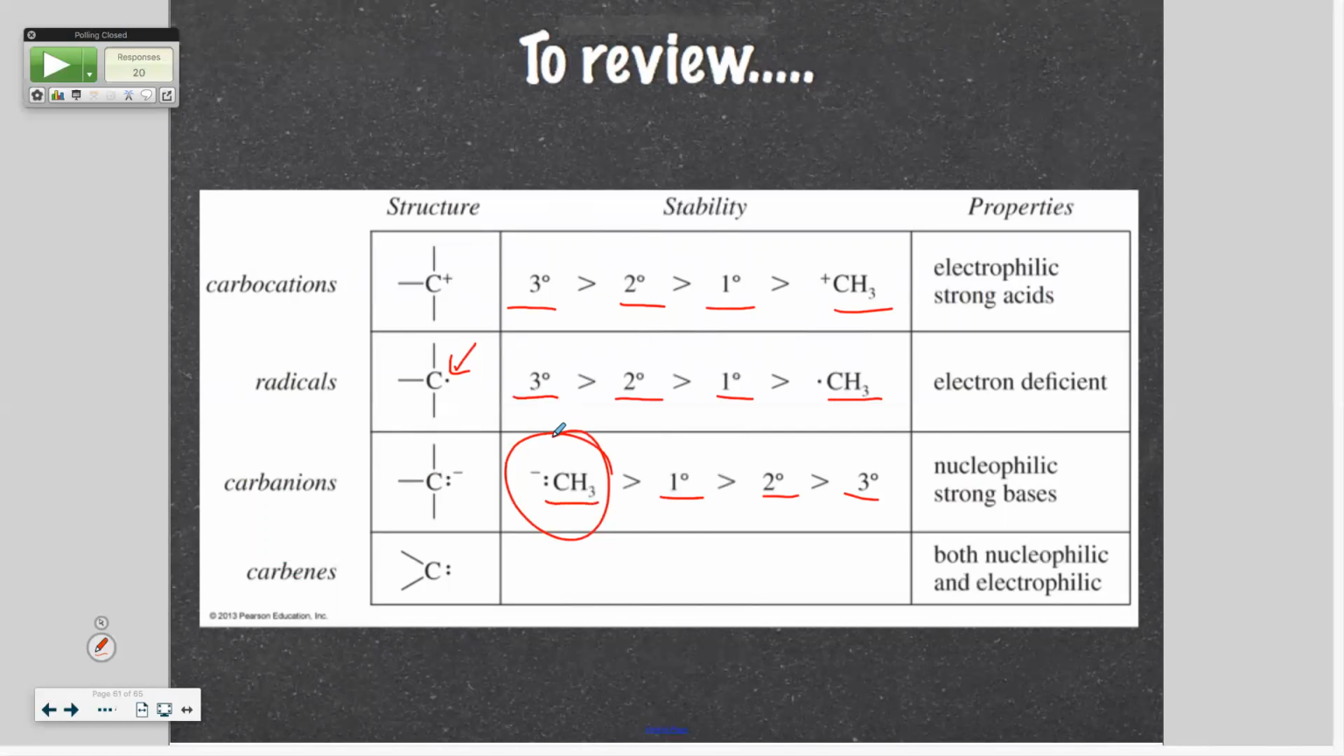Okay, why are tertiary carbocations more stable than all the other ones? Induction and hyperconjugation. What is induction? Through the bonds. What's hyperconjugation? Through space. Same thing for free radicals. Now, why is a tertiary carbanion the least stable?